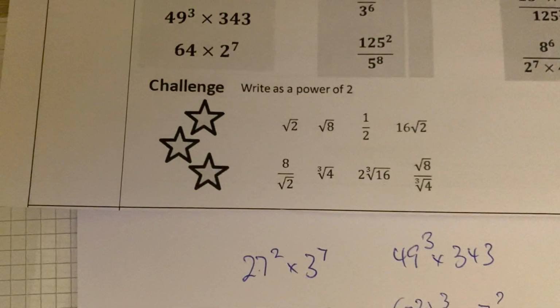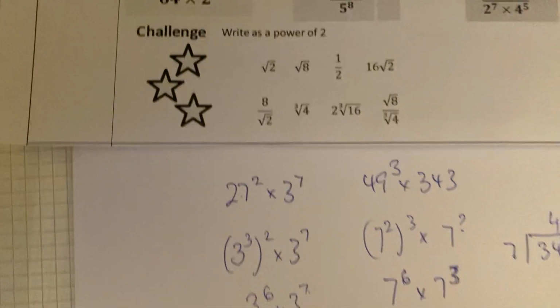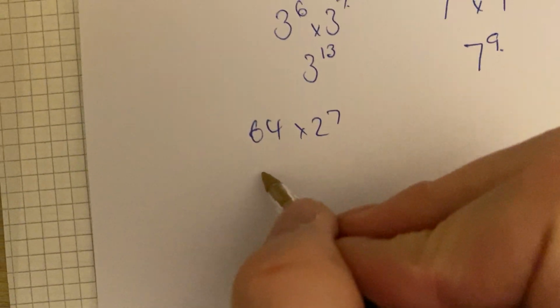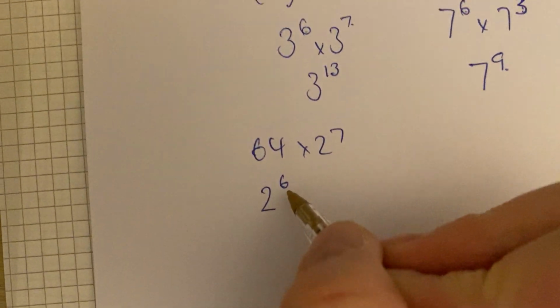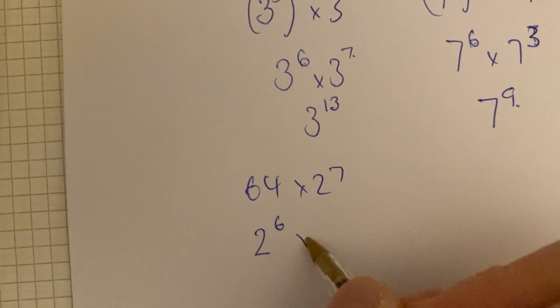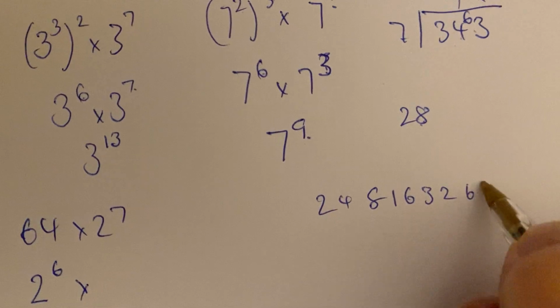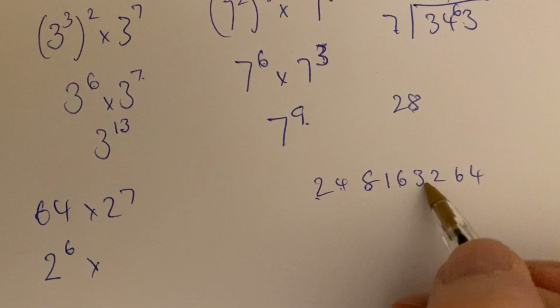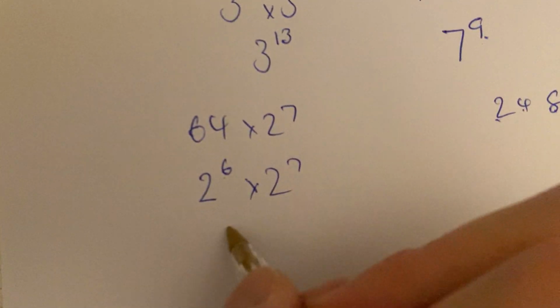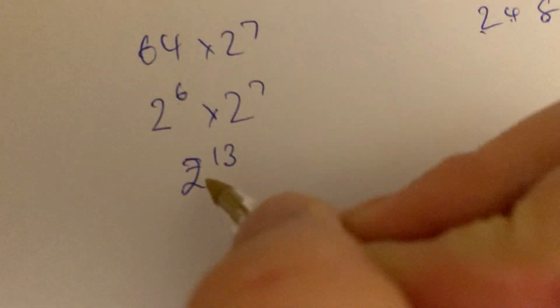Then this one here is 64 times 2 to the 7. Well, 64 is 2 to the 6. Remember what we did previously? 2, 4, 8, 16, 32, 64. Just in case. 1, 2, 3, 4, 5, 6. Boom. Yes. 2 to 7. So it's going to be 2 to the 13.